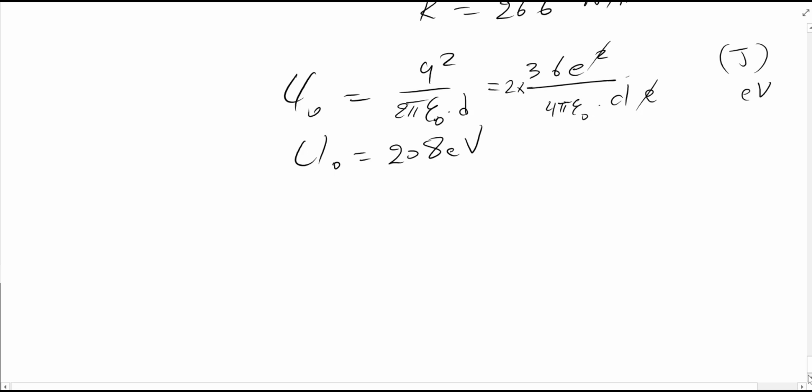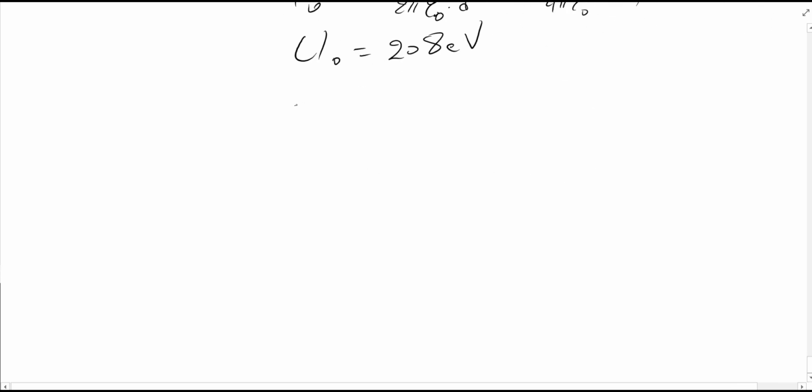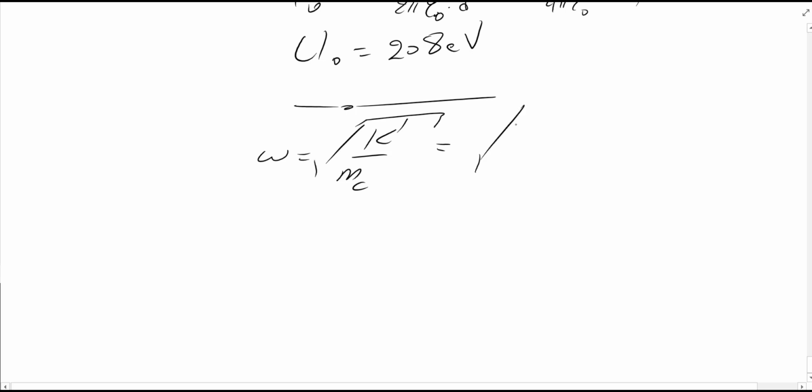So carbon is 12 times basically. So we need omega, and omega in this case is going to be equal to the square root of K prime over the mass of the carbon nuclei. That is the square root of this number that we found earlier, K prime, over the mass of the carbon, which is 12 times 1.67 times 10 to the negative 27 kilograms, because I am using roughly the mass of a proton.